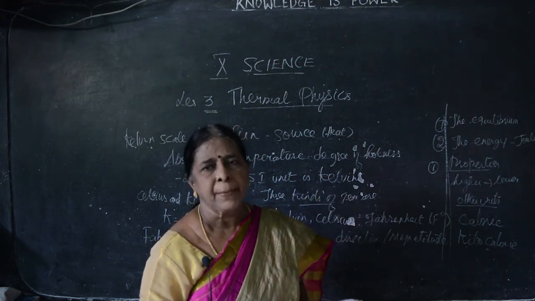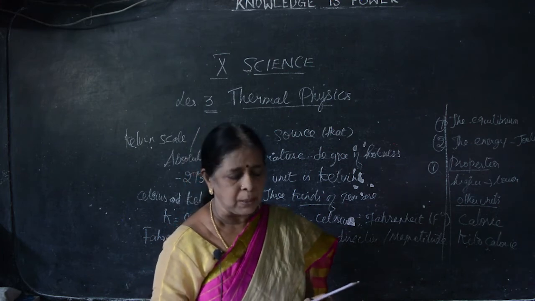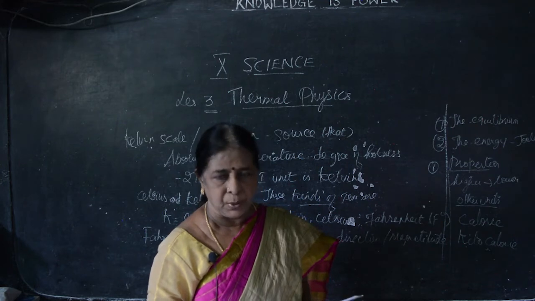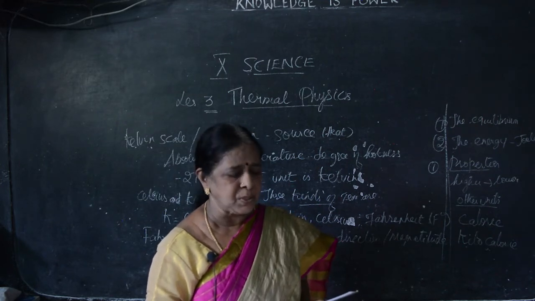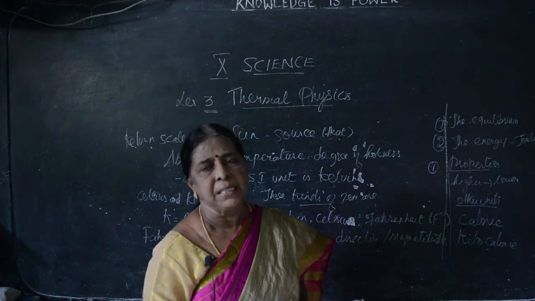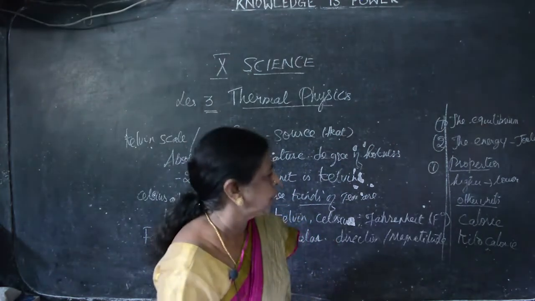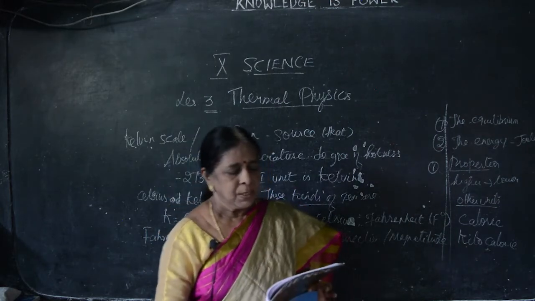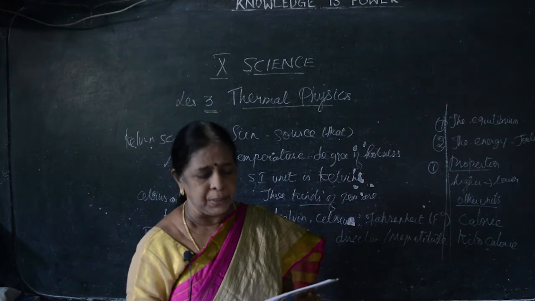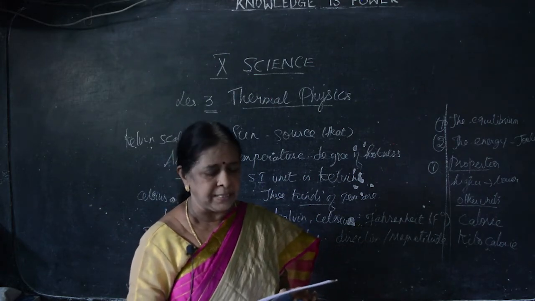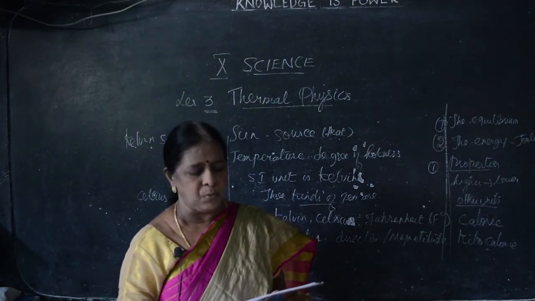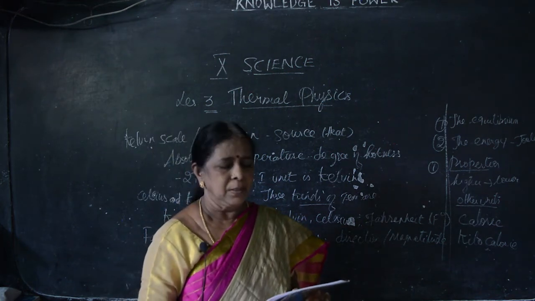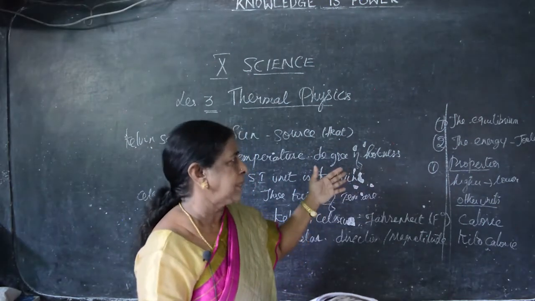So raising the temperature of 1 gram of water by 1 degree is known as calorie. 1 calorie is defined as the amount of heat energy required to raise the temperature of 1 gram of water through 1 degree Celsius. Kilocalorie is also the same, only in the place of 1 gram, we write 1 kilogram. So 1 kilocalorie is defined as the amount of heat energy required to raise the temperature of 1 kilogram of water through 1 degree Celsius. Okay, clear?